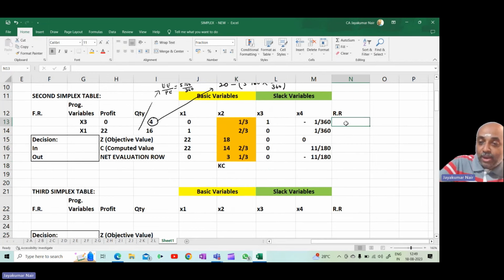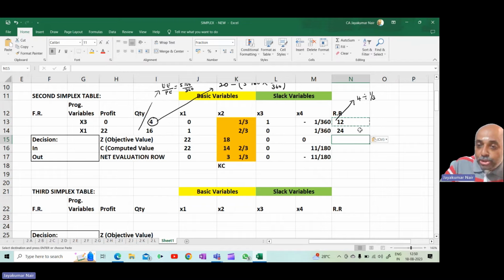Now you have to find out what is the replacement ratio. How do you calculate the replacement ratio? It is the quantity divided by the key column element. So in this case, 4 divided by 1 over 3. Similarly, you can calculate for the other. It is 16 divided by 2 over 3.